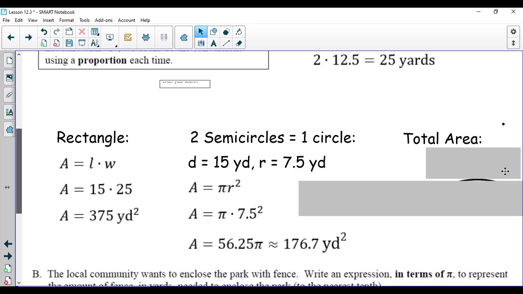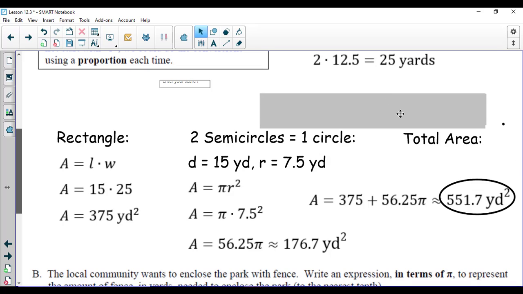So then what we want to do is find the total area. The total area we will get by adding the 375 plus the approximately 176.7 square yards, which is the 56.25 pi. And that's going to get us about 551.7 square yards for our total area.